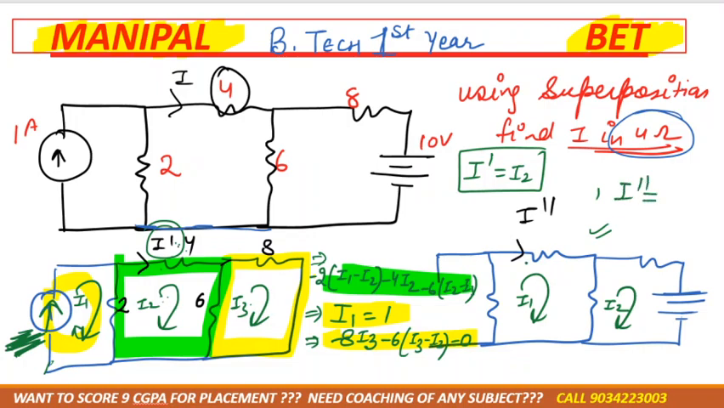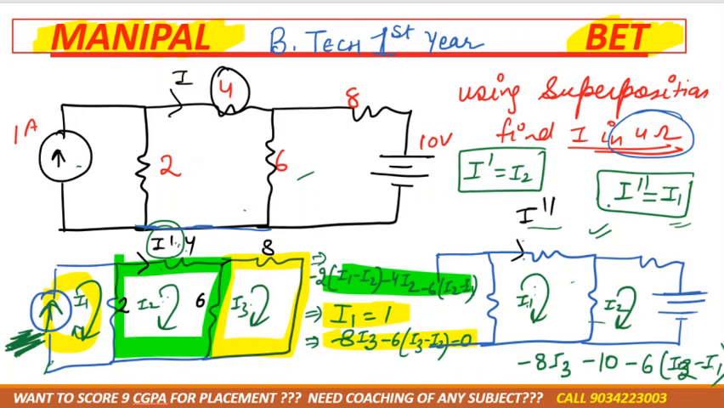Similarly, for this case, I double dash is equal to, tell me, I double dash is equal to I1, right? If we add I dash and I double dash, because both are in the same direction, we get the final answer current. Okay. Now, obviously, in Manipal, a simple question will not come. I'll tell you how this question is modified. Okay.